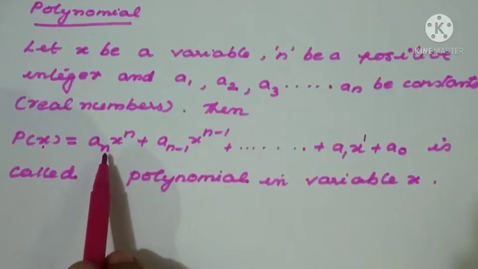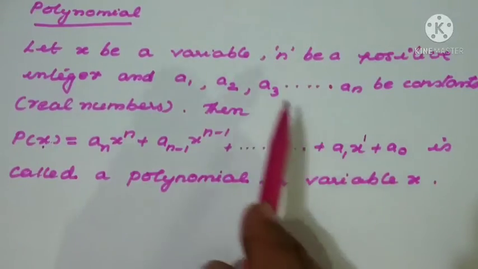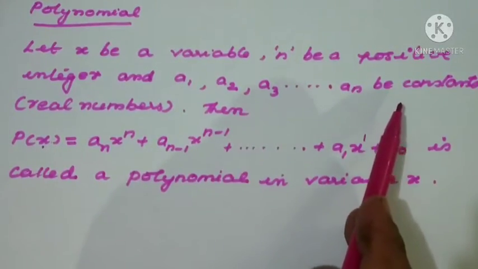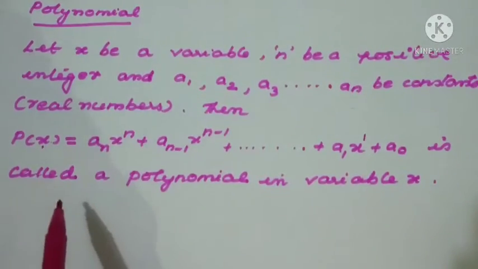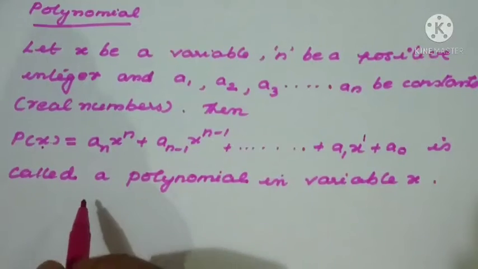Now what is the meaning of an, an minus 1, a1, a0? It is clearly mentioned that they are constants. That means they can take the value of real numbers. Now let us see this definition with examples.